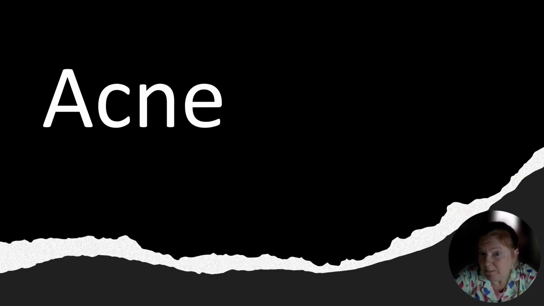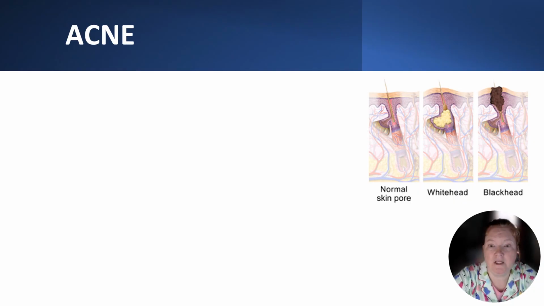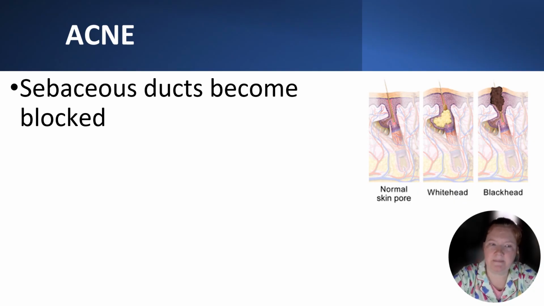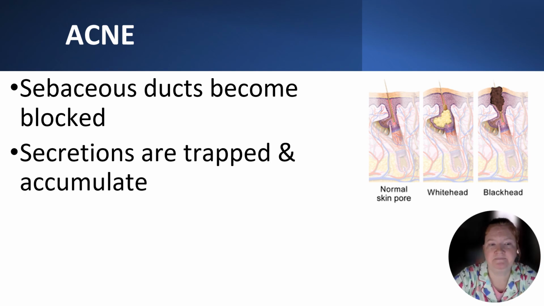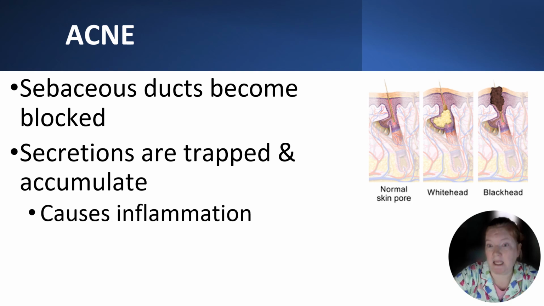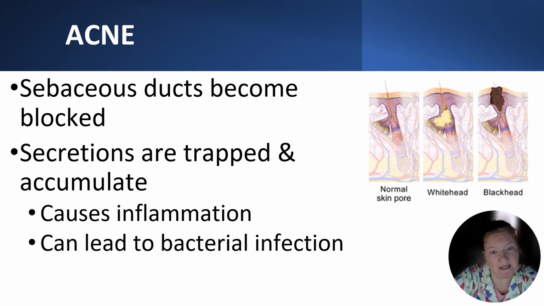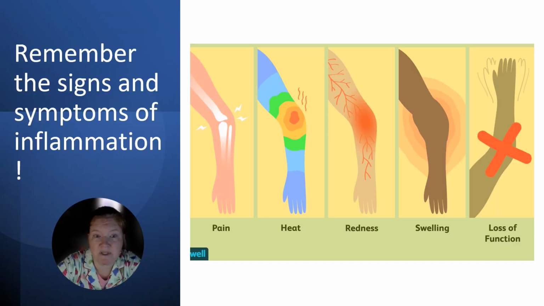Right, let's talk a little bit about acne. So what is acne? Well, a sebaceous duct becomes blocked. The secretions, that sebum, is trapped and it accumulates. It causes inflammation. Signs and symptoms of inflammation, what are they? PRISH, right? Pain, redness, loss of function, swelling, and heat. It can lead to a bacterial infection. It's not always, okay? So again, remember the signs and symptoms of inflammation. Remember the acronym PRISH, right?